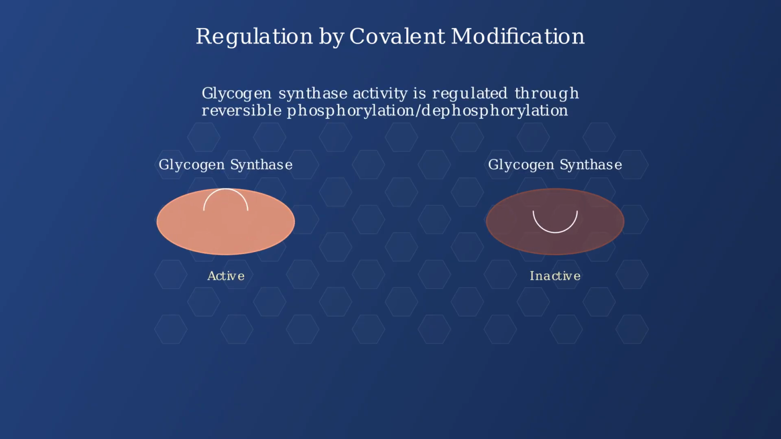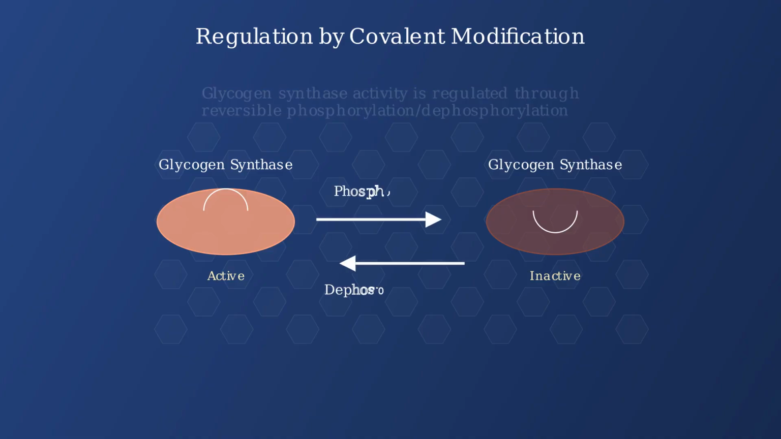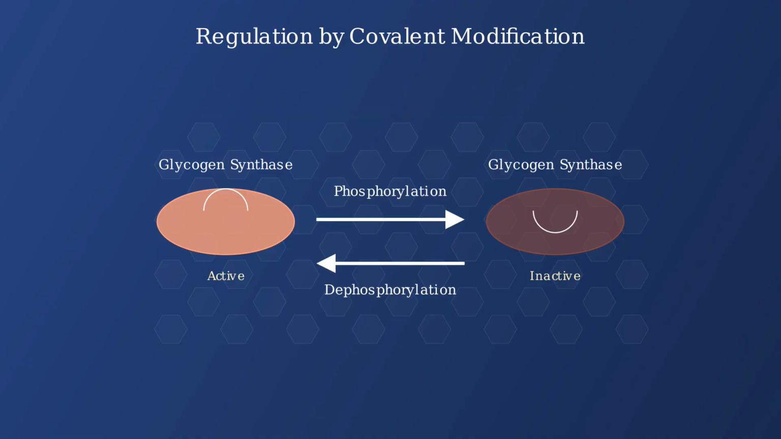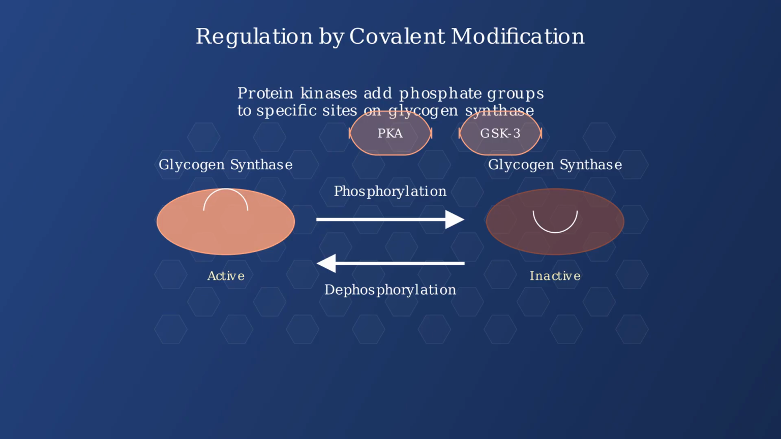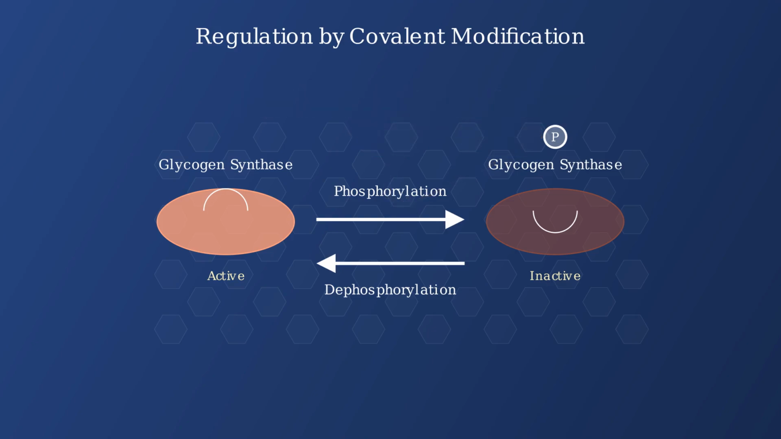Glycogen synthase, the key enzyme in glycogenesis, is regulated through a process called covalent modification. This involves the addition or removal of phosphate groups, which switches the enzyme between active and inactive states. When glycogen synthase is phosphorylated by kinases like protein kinase A and glycogen synthase kinase 3, it becomes inactive. These kinases transfer phosphate groups to specific sites on the enzyme, changing its conformation and inactivating it.